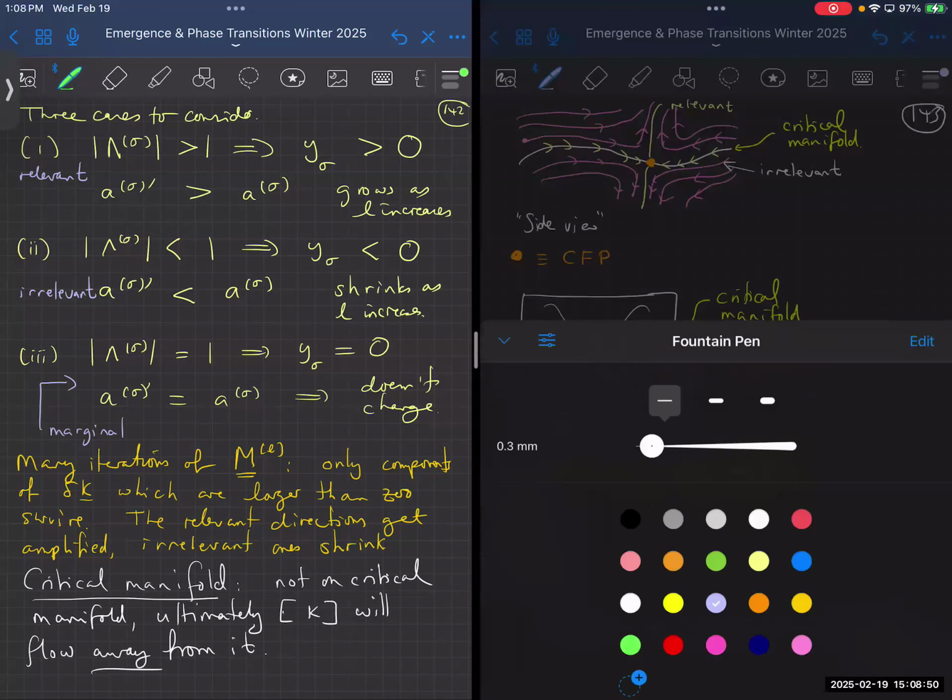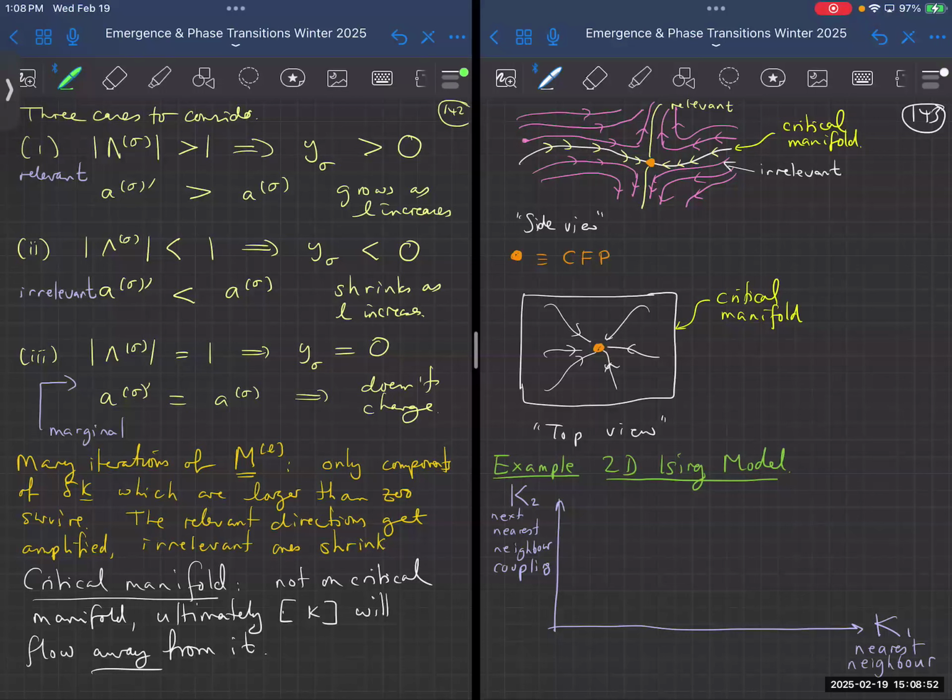Okay, so then I'm going to draw for you the following thing. So let's suppose that we just think about the Ising model. So when we talk about K1, this K1 would be, for example, J.